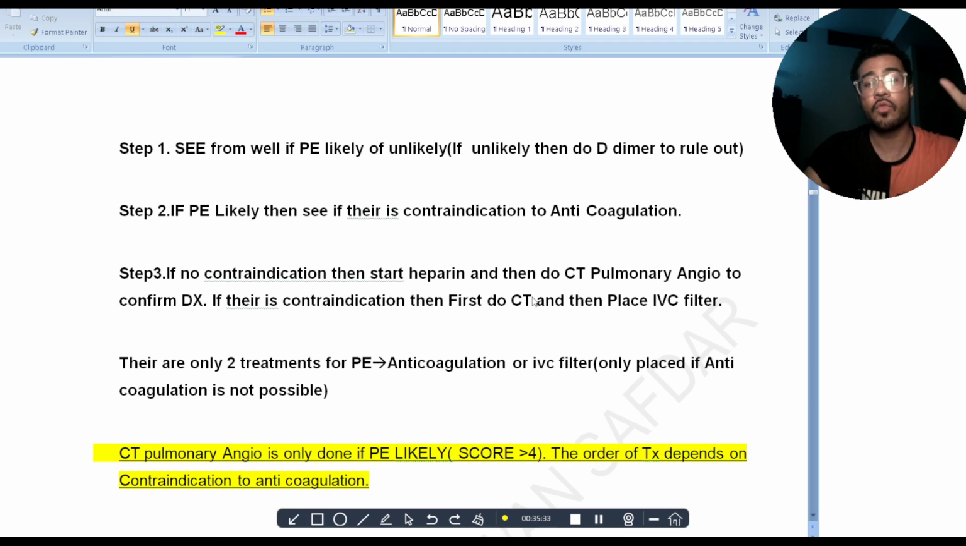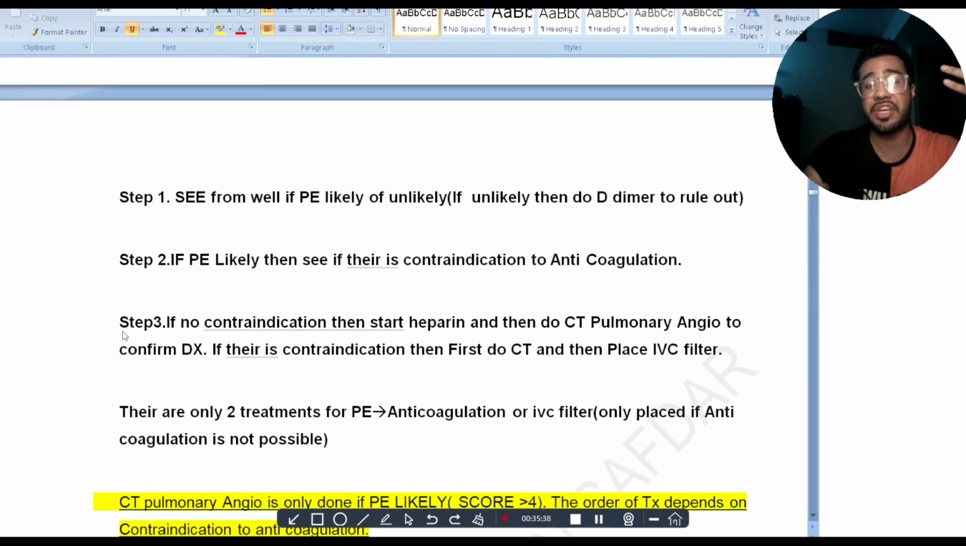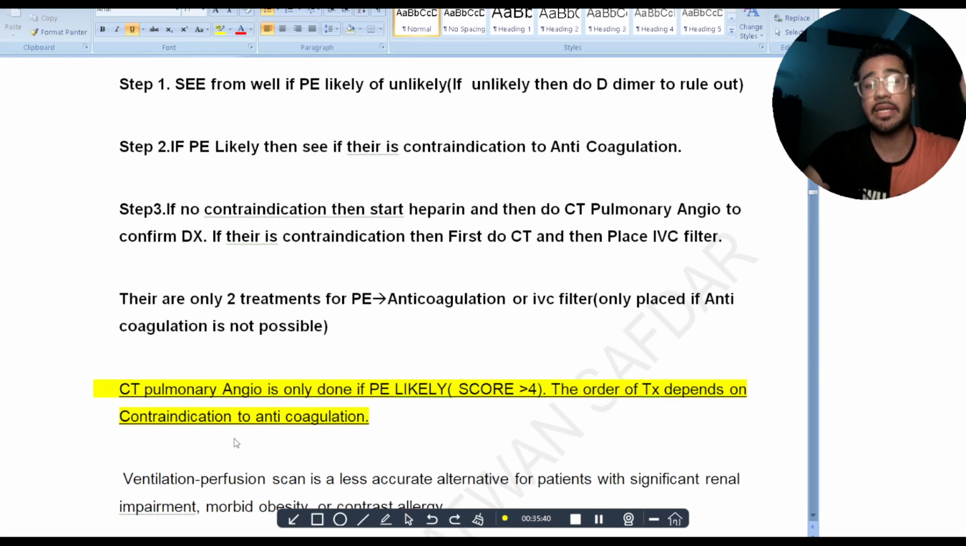So, when it comes to the treatment of pulmonary embolism, you just need to remember these 3 steps and this high yield line: the only true treatments for pulmonary embolism are either heparin or an IVC filter. And the IVC filter is only placed if you cannot do the heparin. So, CT pulmonary angio, I'm going to read it again as well. CT pulmonary angio is only done if PE is likely. If it's unlikely, do a D-dimer and get rid of it. If it's likely, you are going to do CT pulmonary angio.